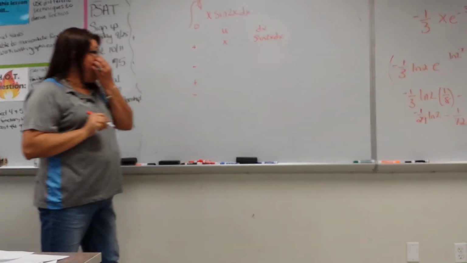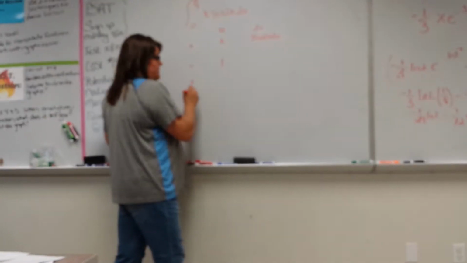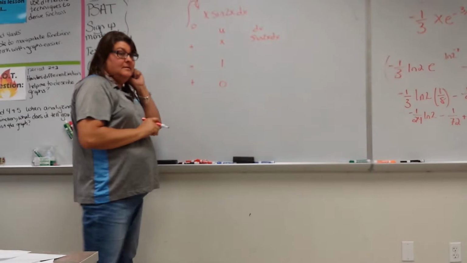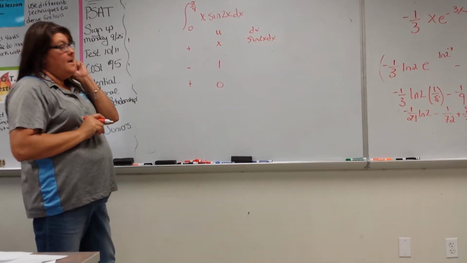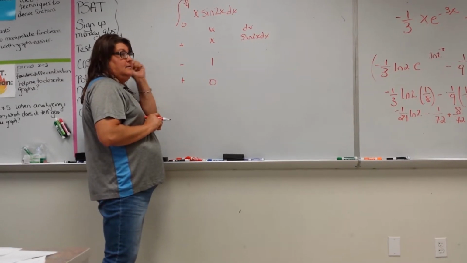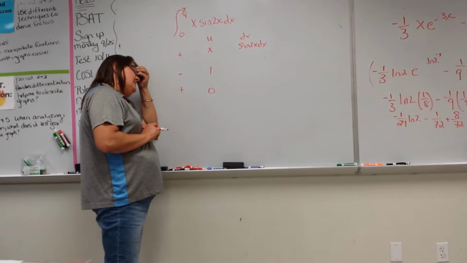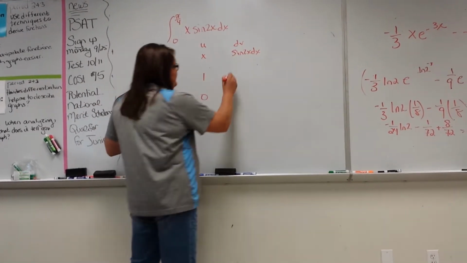Are we good? The derivative of u, 1, 1, 0. I don't need that last sign. Are we good there? And then we're going to integrate the sine of 2x. So what is the integral of sine? Is it negative 1/2 sine? Or negative one half cosine? Negative 1/2 cosine of 2x.